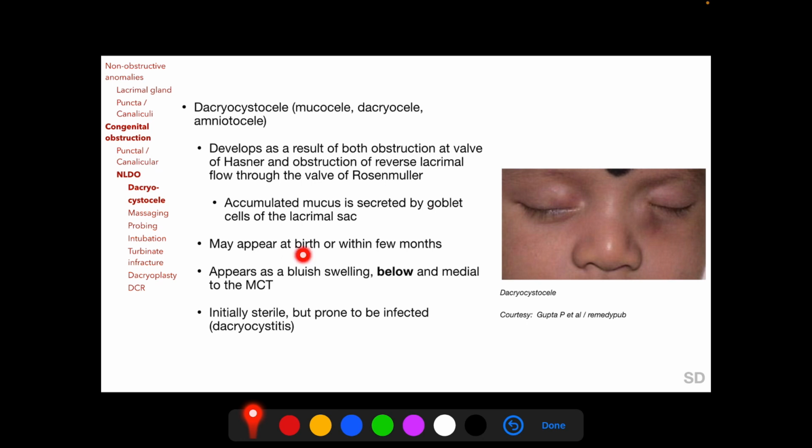Dacryocystocele usually appears at birth or within the first few months of birth, and it appears as a bluish swelling below and medial to the medial canthal tendon, as seen here in this picture. Dacryocystocele is initially sterile but is prone to become infected and convert into a dacryocystitis.